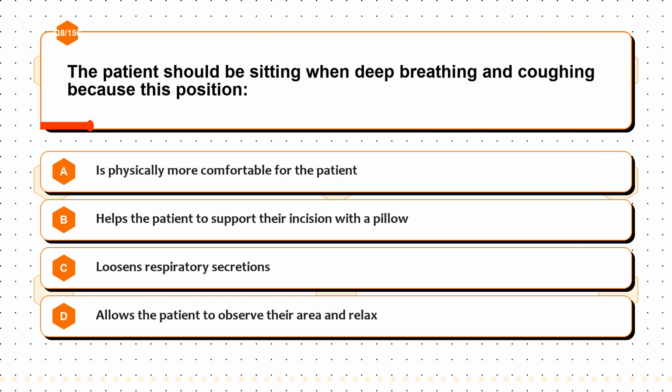Question 8. The patient should be sitting when deep breathing and coughing because this position. Here are the options. Option A is physically more comfortable for the patient. Option B helps the patient to support their incision with a pillow. Option C loosens respiratory secretions. Option D allows the patient to observe their area and relax.